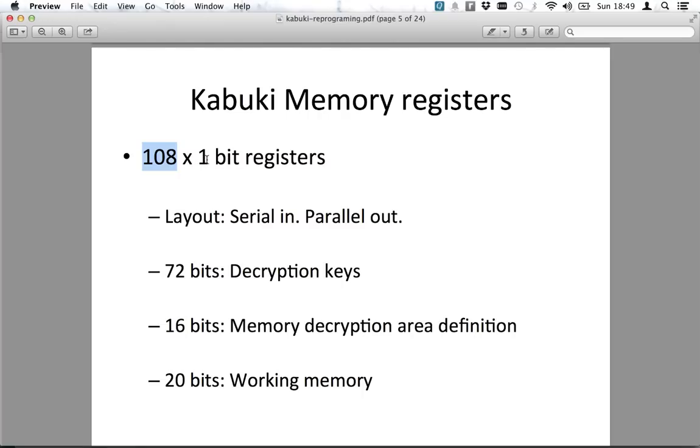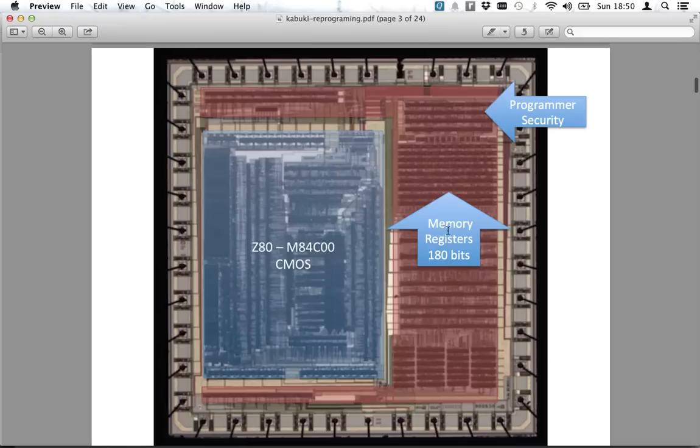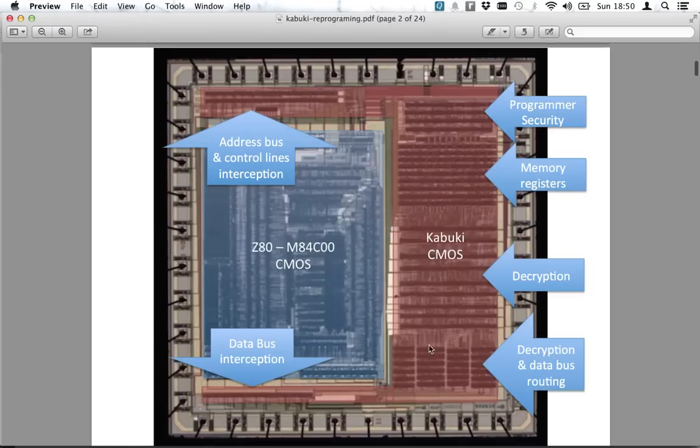We have 108 registers, and we have them laid out in the following way. They all lay out in serial, so you need to write in sequentially, one after the other. But the output, or the reading by the Kabuki decryption components, is in parallel.